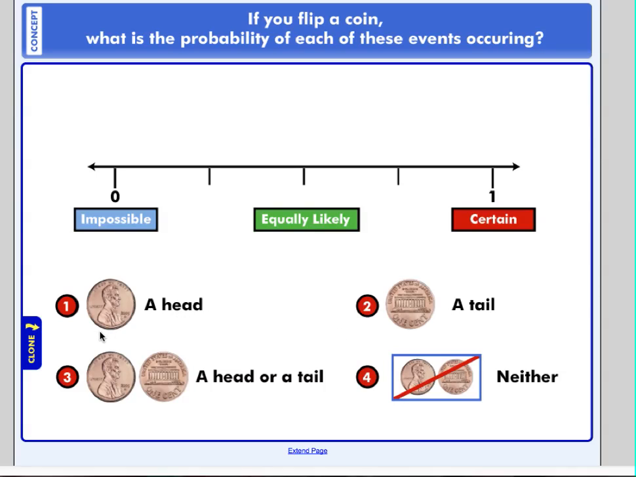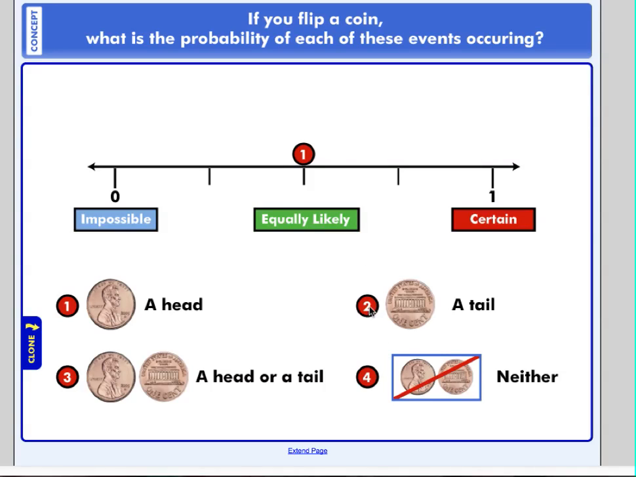Okay, when you think about probability, you always have to think about how many possibilities there are. That's kind of like the denominator of your fraction. So if you're looking at a coin, you know that there are two possibilities. You can either get heads or you can get tails. So what's the probability that you would get a head? Equally likely, right? Because it's a 50-50 chance whether you get a head or a tail.